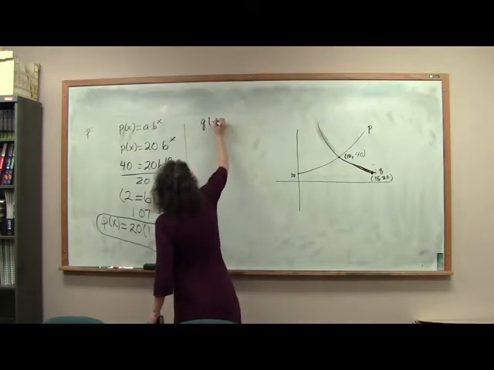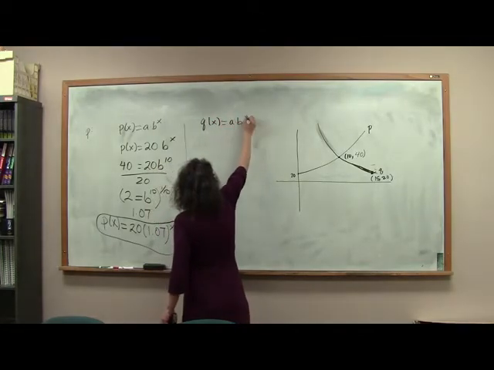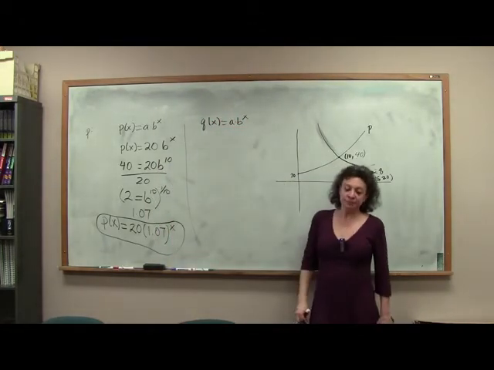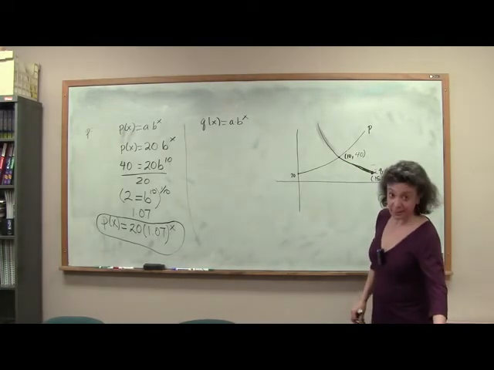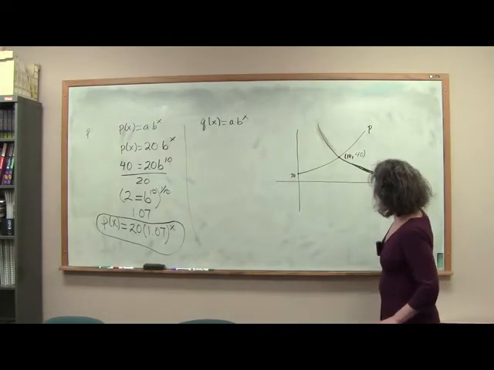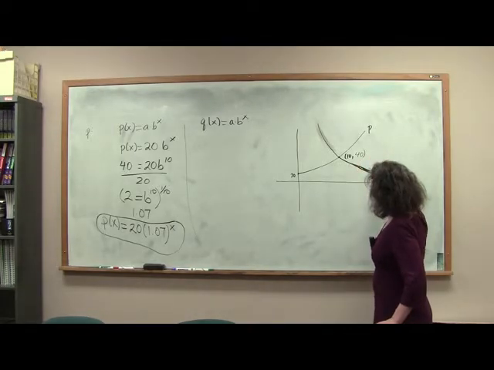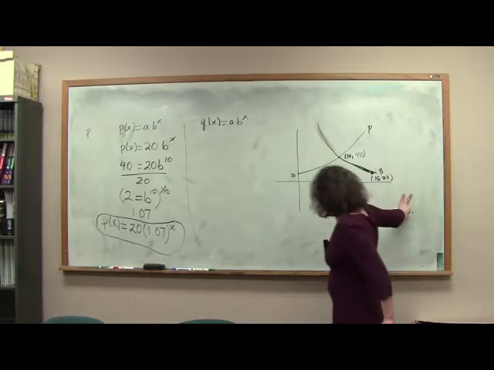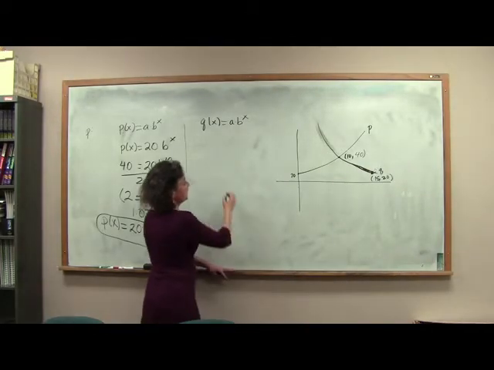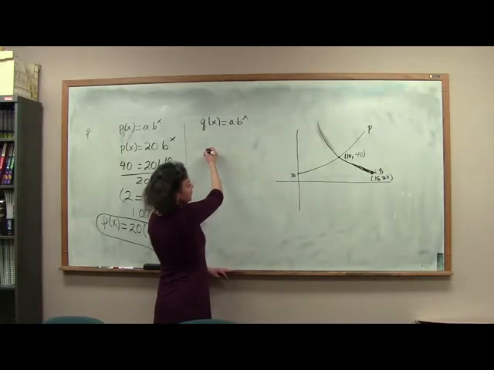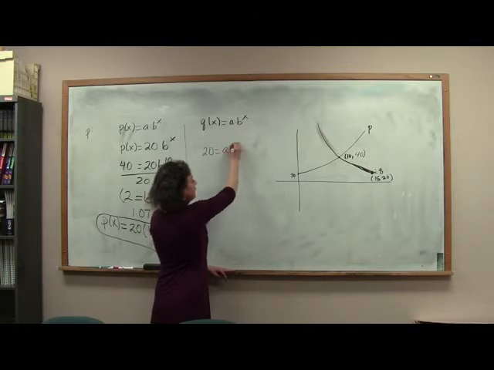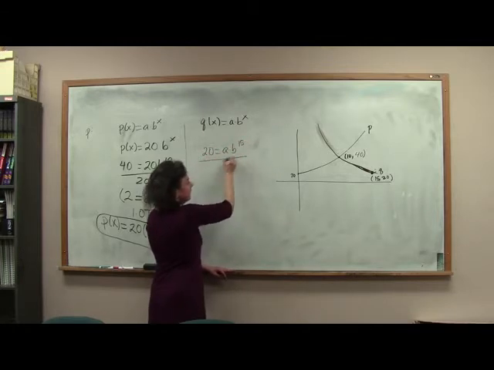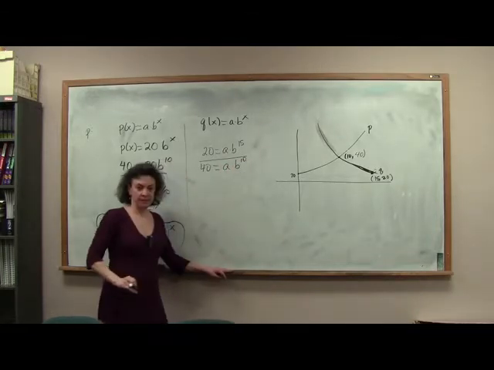Okay, again, I know that q of x is of the form a times b to the x. Unfortunately, this is going to involve a little bit more work. Okay, again, what do you do when you're given two ordered pairs? You form the ratio of them. I can say, for example, and it doesn't matter which one you put on top, that 20 is equal to a times b to the 15th, and 40 is equal to a times b to the 10th.